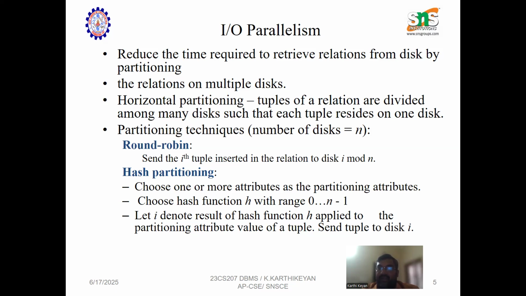Among partitioning techniques, for example, round robin: with number of disks equal to n, send the ith tuple inserted into the relation to disk i mod n. Hash partitioning: choose one or more attributes as the partitioning attributes, and choose a hash function h with a range of 0 to n minus 1. Let i denote the result of hash function h applied to the partitioning attribute value of the tuple. Send the tuple to disk i.